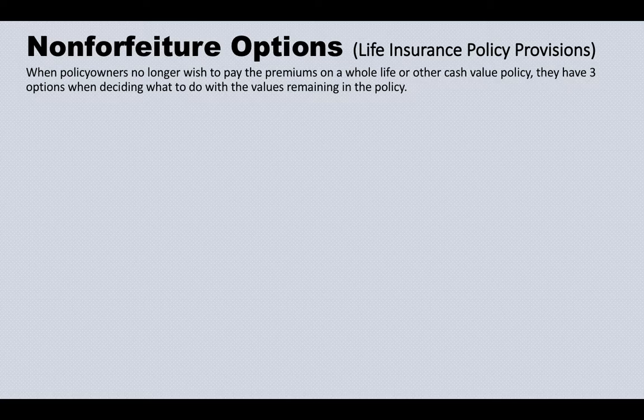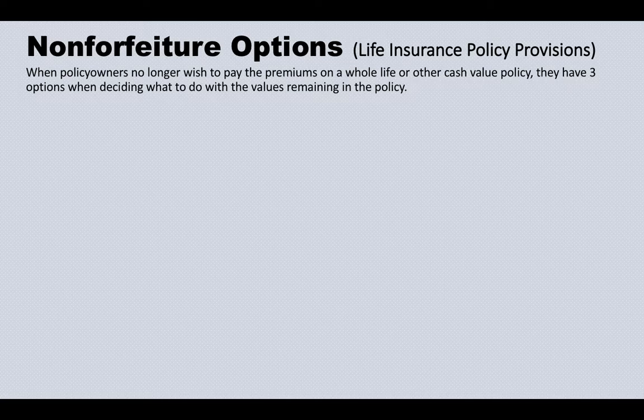So you can see, basically, when the policy owner no longer wishes to pay the premiums on the whole life or other cash value policy. It's only on the cash value. If it's term life insurance, it's nothing. You have nothing if you stop paying the premium.